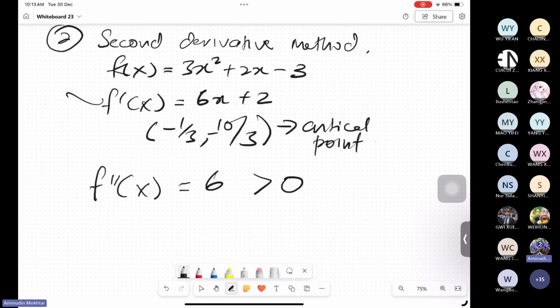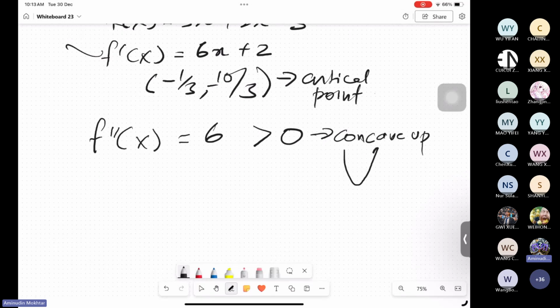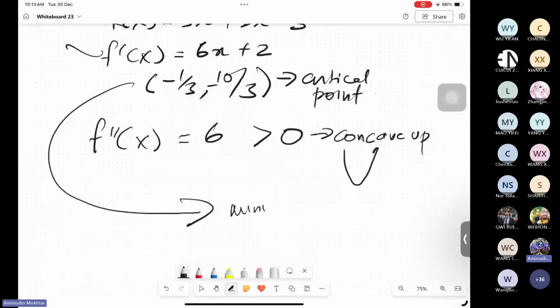In this case, the second derivative is positive. So this shows that when the value of the second derivative is positive, the graph is concave up. We can draw the graph like this. Since the graph is concave up, this critical point is a minimum relative point. So again, we get the same result here.